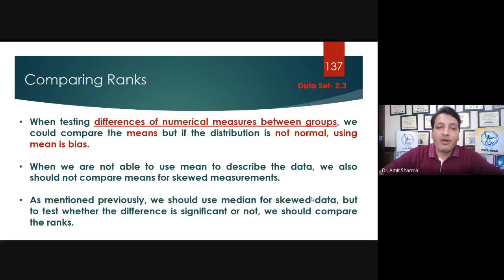So for not normally distributed data, whenever you have got skewness, either positive skewness or negative skewness in your data, you have to apply a non-parametric test, and based upon the number of samples we are going to compare, we choose the test. If you have only two samples to compare, we go for the Mann-Whitney U test, and this test is the alternative of the independent t-test.